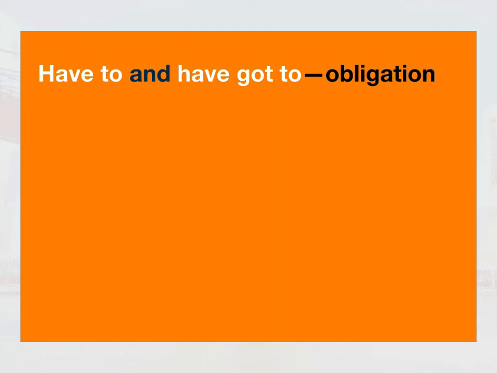Have to is more typical of American English. Have got to is more typical of British English, but it's very common for an American to use have got to, particularly sometimes to emphasize a stronger obligation. So it'll just be something that switches naturally in order to create a little more focus on the obligation.